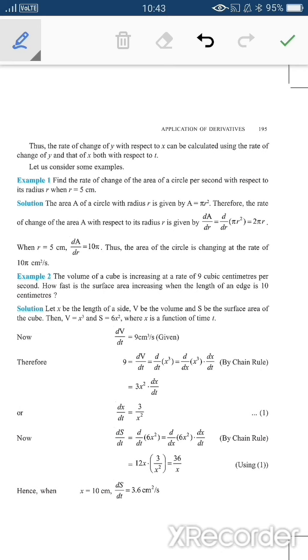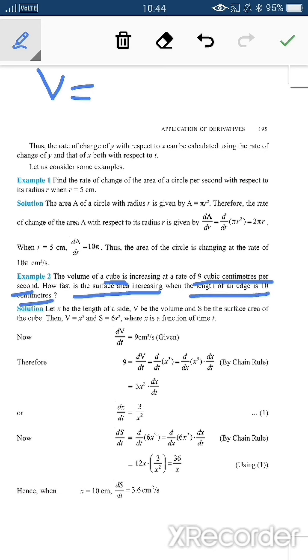If you see example number 2, the volume of the cube, which figure is given here? Cube. Let us write its volume. Volume of cube is side cube, and it is increasing at the rate of 9 cubic centimeters per second. How fast is the surface area increasing when the length of the edge is 10 centimeter? It means side is given to us, so we can take side x equal to 10 centimeter.